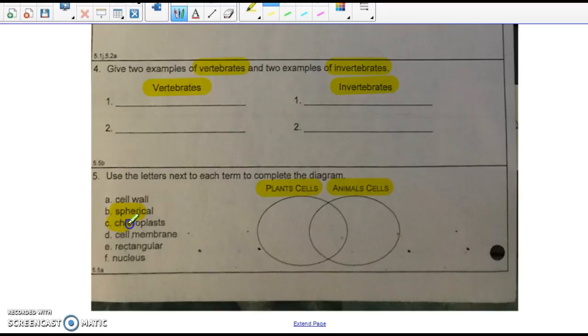C, chloroplasts. Big old hint, chloroplasts are where certain types of cells make their own food. Like chlorophyll is in the chloroplasts. Plant cells, animal cells, or both? D, cell membrane. Plant cells, animal cells, or both? E, rectangular. Plant cells, animal cells, or both? F, nucleus. Plant cells, animal cells, or both?